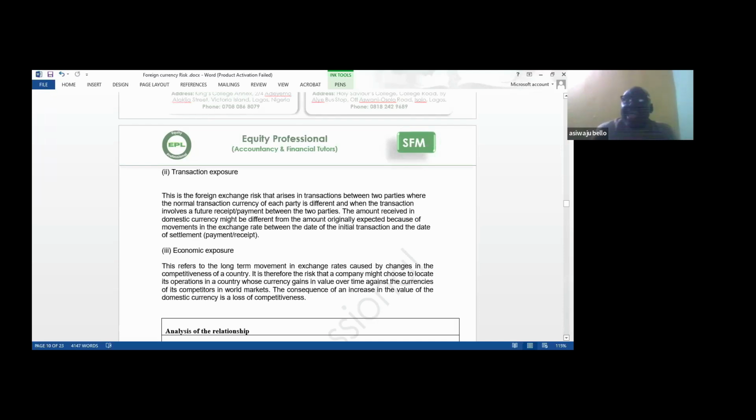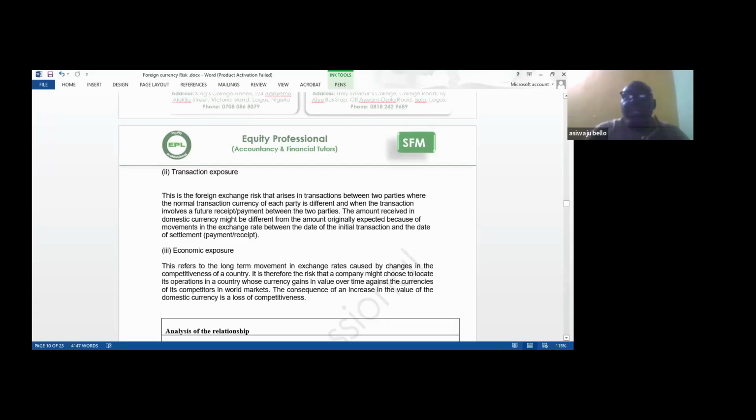The transaction was initiated today, 23rd of September, but the payment will be made in 1 month's time. There is a gap. There's a timing gap between when the transaction is consummated and when the actual payment is made. That gives rise to transaction risk.